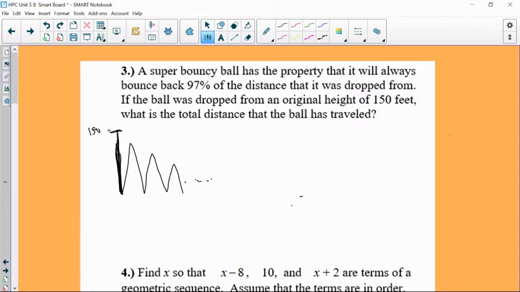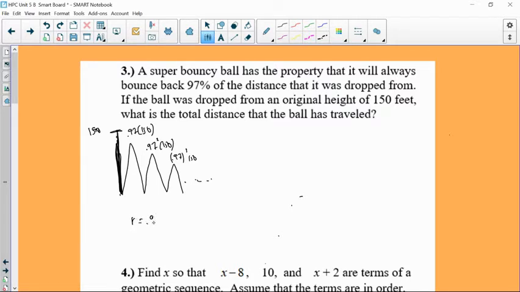So it's going to drop, it's going to hit the ground. And then when it gets to the top here, that's 97% of 150. And then it'll bounce back down, and it'll be 97% of that, which is 97% squared of 150. And then it bounces back down, it bounces back up, and now it bounces up 97% of that, which is 97% cubed of 150. And so every time it bounces back 97% of the previous height. And so we have this common ratio.